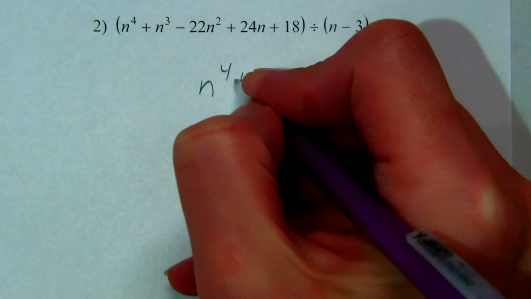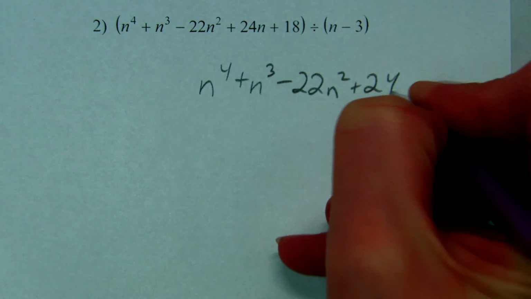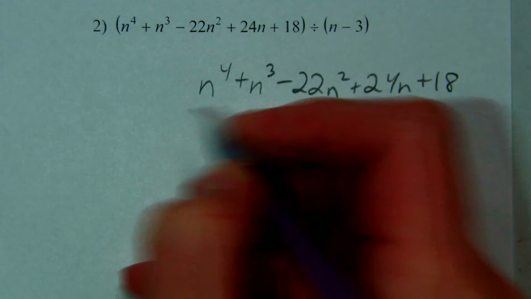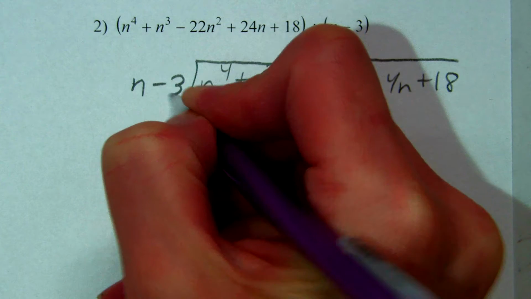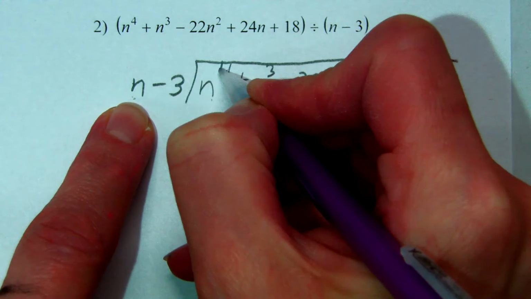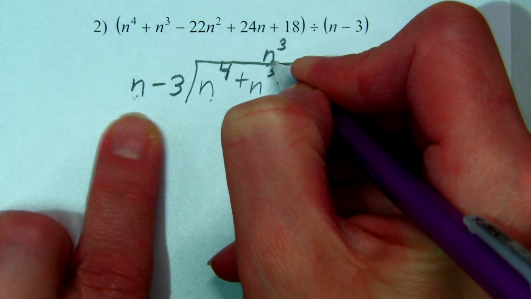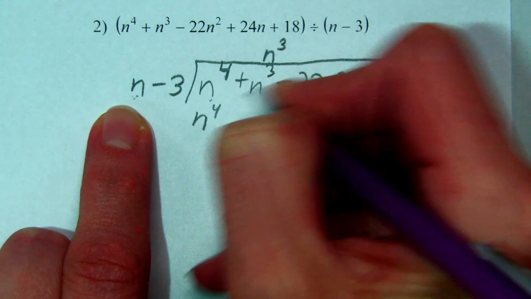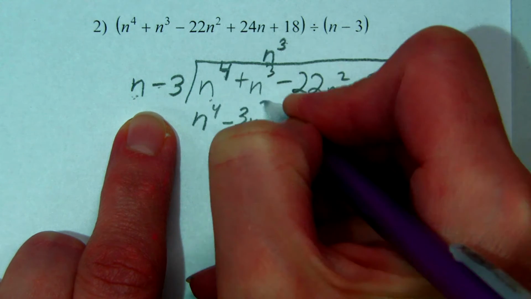So let's look at the next one. So we're going to set up our long division. n to the 4th plus n to the 3rd minus 22n squared plus 24n plus 18. And we will divide by n minus 3. So we always start with the first term of this polynomial and the first term of this polynomial. n goes into n to the 4th, n cubed times. n cubed times n is n to the 4th, and n cubed times minus 3 is minus 3n cubed.